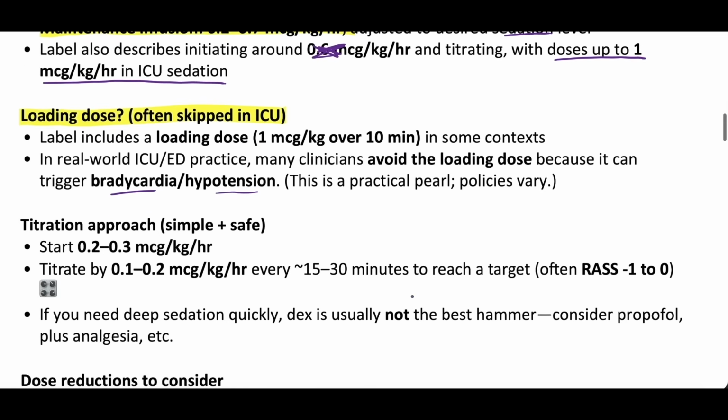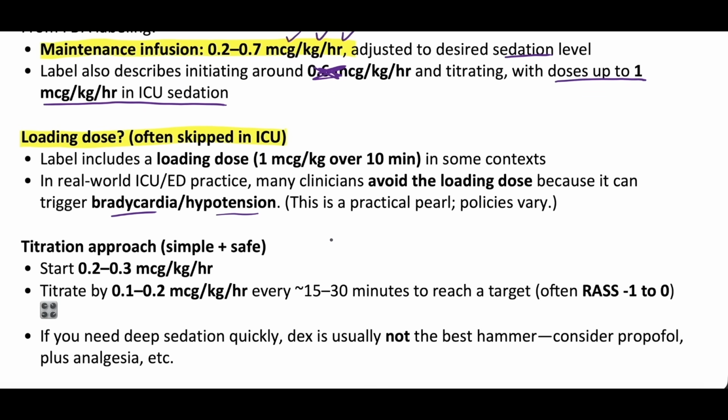Titration approach. So after you start it at whatever dose you choose, maybe you're starting at something like 0.2, 0.3 micrograms per kilogram per hour, most people will titrate it by 0.1 to 0.2 micrograms per kilogram per hour. Every 15 to 30 minutes is a common kind of titration duration, right? Because you want it to reach its steady state, its threshold, before you then make a dose change. Okay, and again, most titrated to a RASS score of -1 to -0. -0 doesn't exist. Okay, so starting dose 0.2 to 0.3 micrograms per kilogram per hour, titrate by 0.1 to 0.2 micrograms per kilogram per hour every 15 to 30 minutes to reach your desired RASS goal.